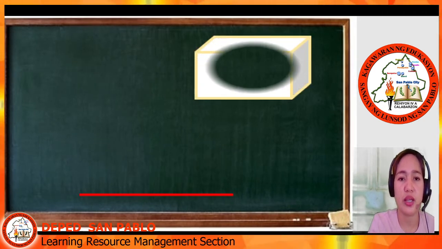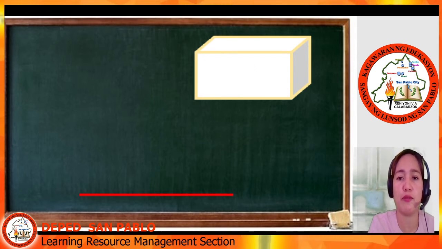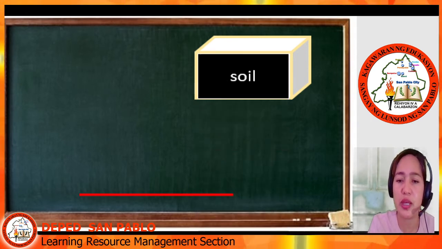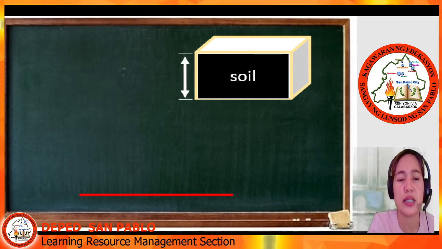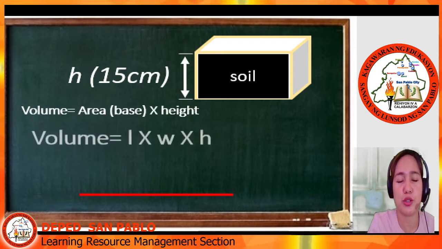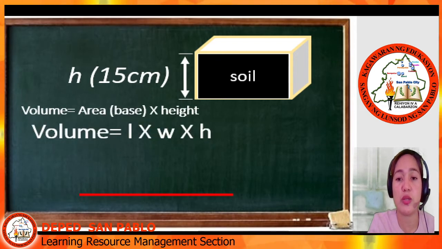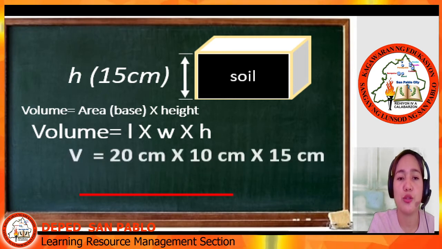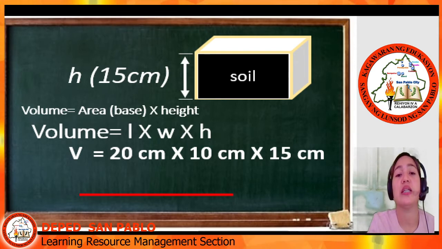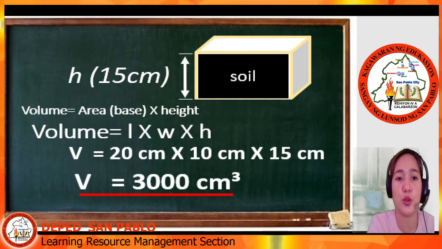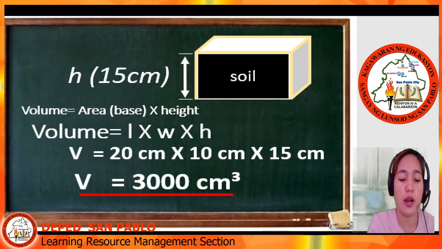Okay? Suppose this is the rectangular flower pot, and one of the pupils fills in soil to this height of 15 centimeters. So again, we have the formula, volume is equal to length times width times height. So substituting the values, we have 20 centimeters times 10 centimeters times 15 centimeters, which will give the volume of 3,000 cubic centimeters. Therefore, each pupil would need 3,000 cubic centimeters of soil in their flower pot.